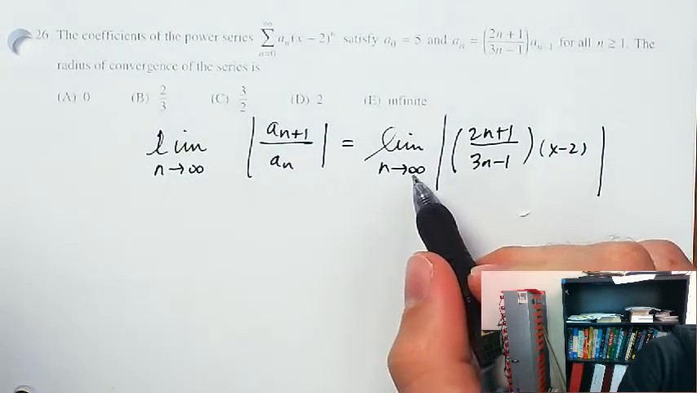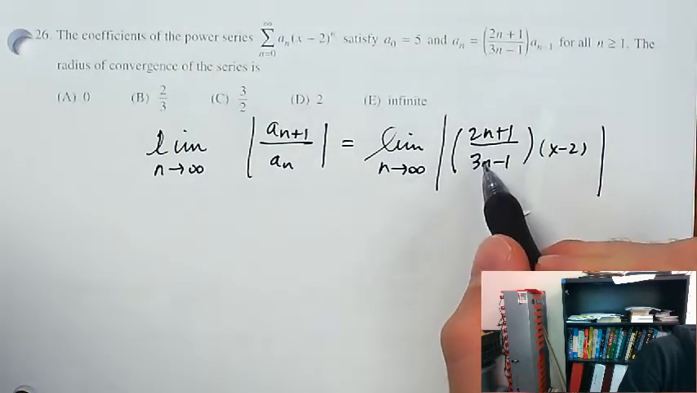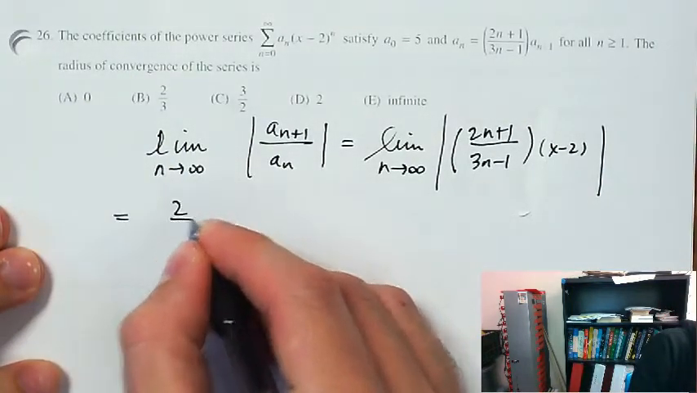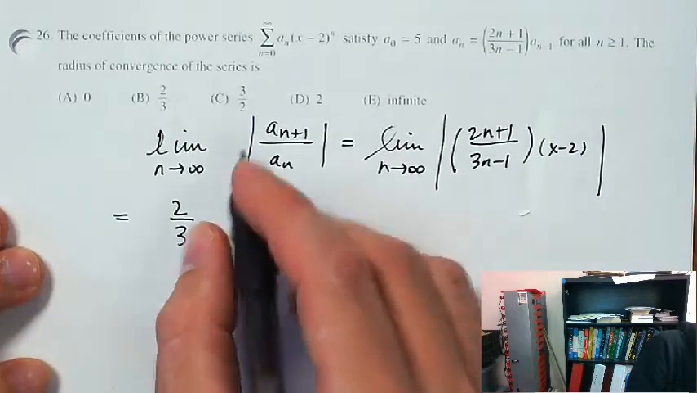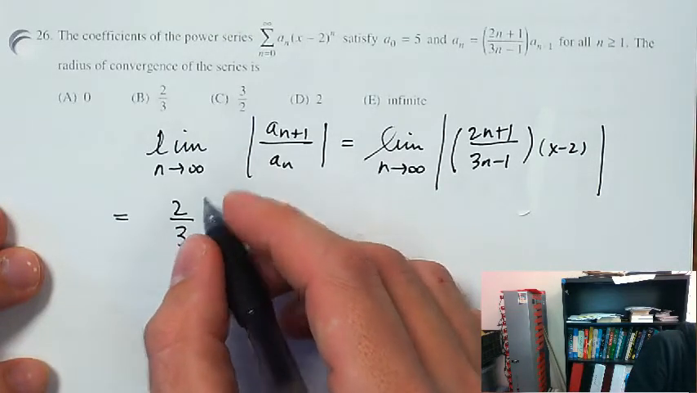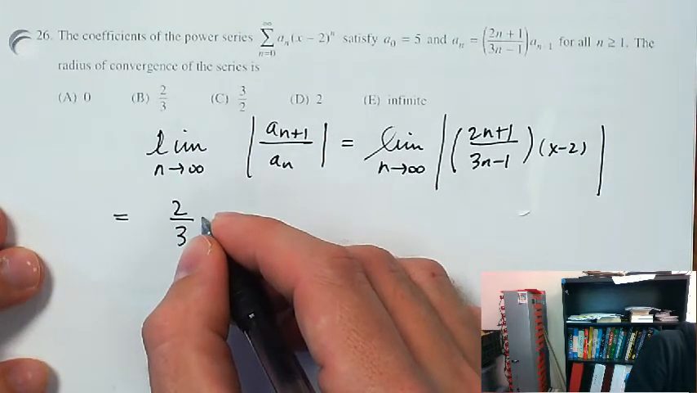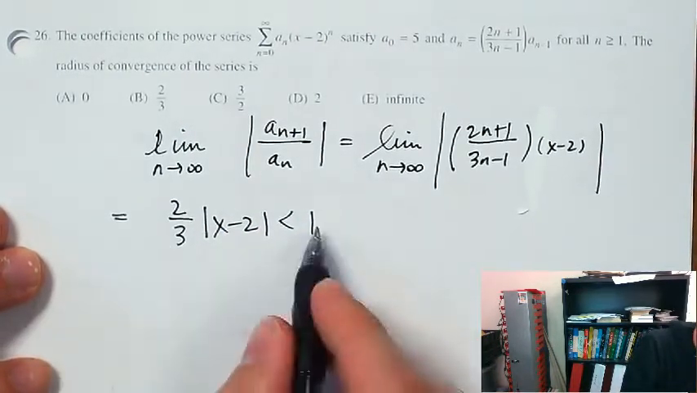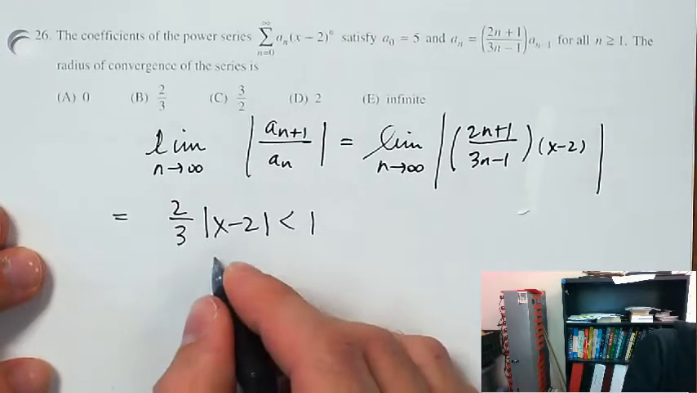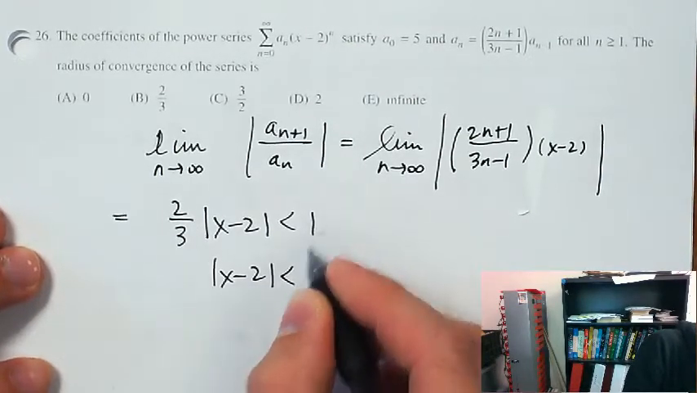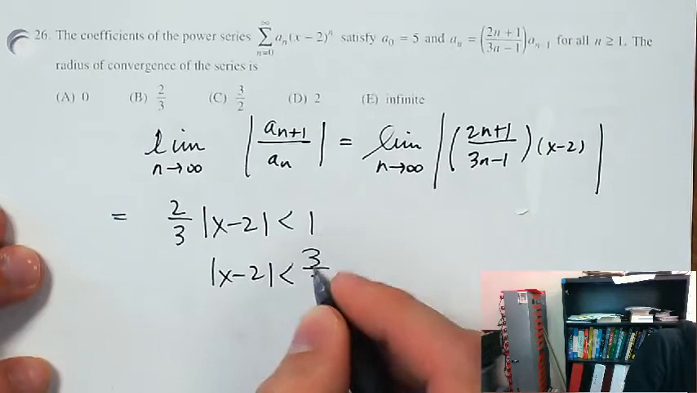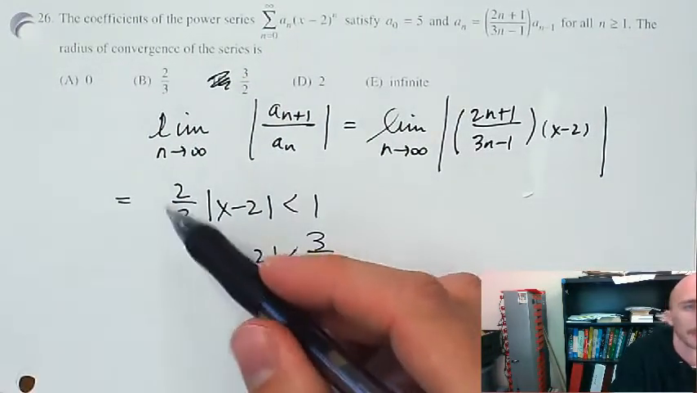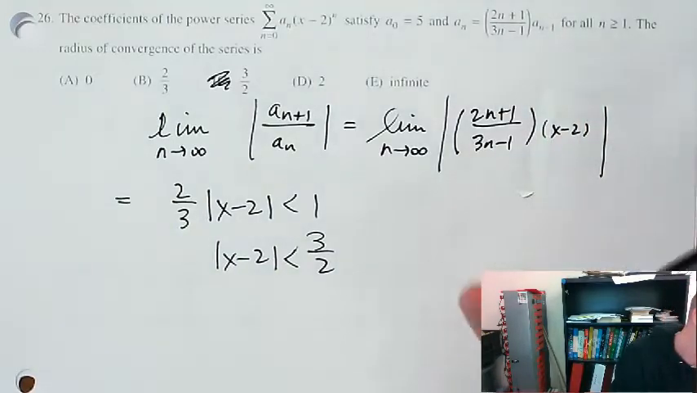And then I'm going to say, all right, as n approaches infinity, this is 2/3 of x − 2. Okay. So the absolute value of x − 2 times 2/3 is less than 1. Well, I'm going to multiply by 3, divide by 2. The absolute value of x − 2 is less than 3/2. That's the radius of convergence. Also, it's like the number in the denominator. You could say it's 3/2 in the denominator from multiplying by 2/3.